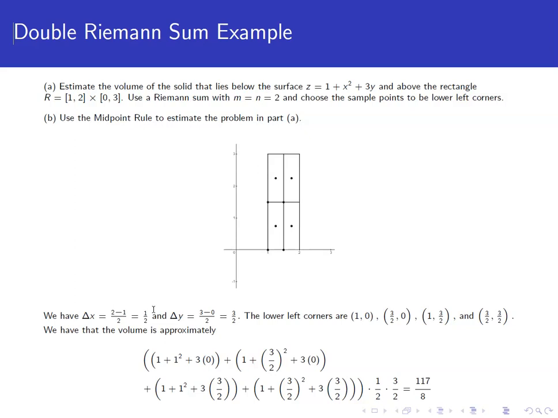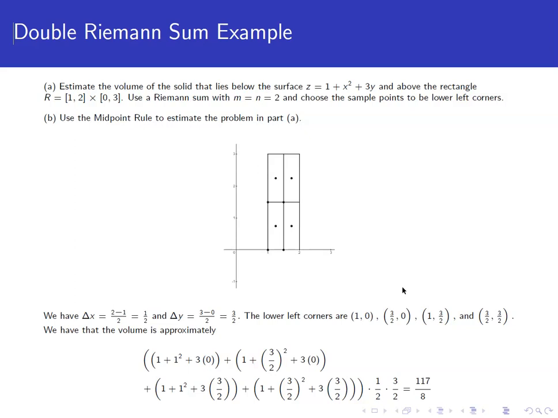It asks us to use a Riemann sum with both m and n equal to 2, so 2 subintervals for the x direction, 2 subintervals for the y direction. First, we choose the sample points to be the lower left-hand corners. Then in part B, it asks us to use the midpoint rule to estimate the volume rather than the lower left corners.